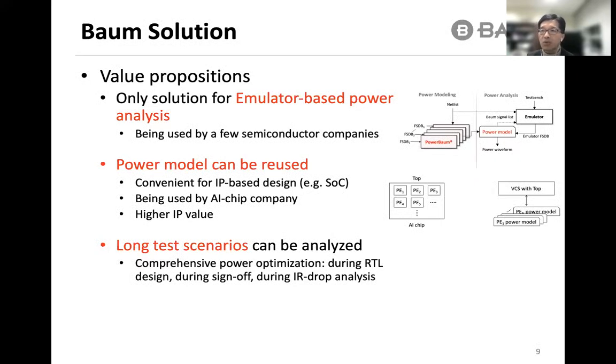Baum is the only true solution for emulator-based power analysis. This is being used by a few semiconductor companies. The power model is connected to the emulator as shown on the right-hand side. The emulator dumps out a small FSDB file that contains signals that the power model refers to for actual analysis.